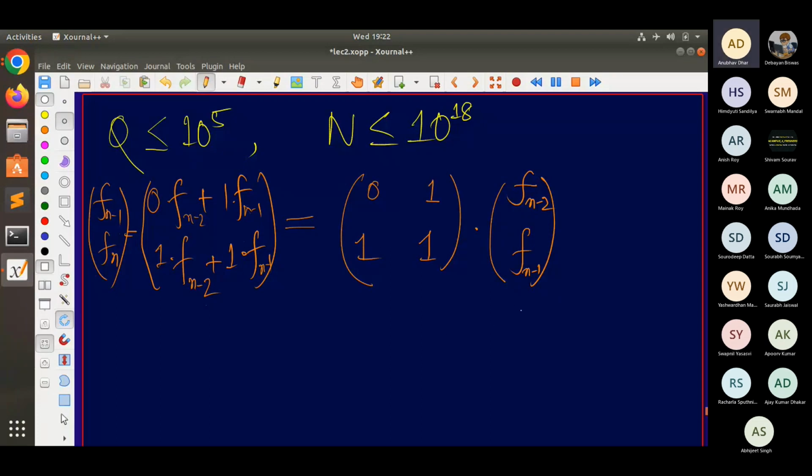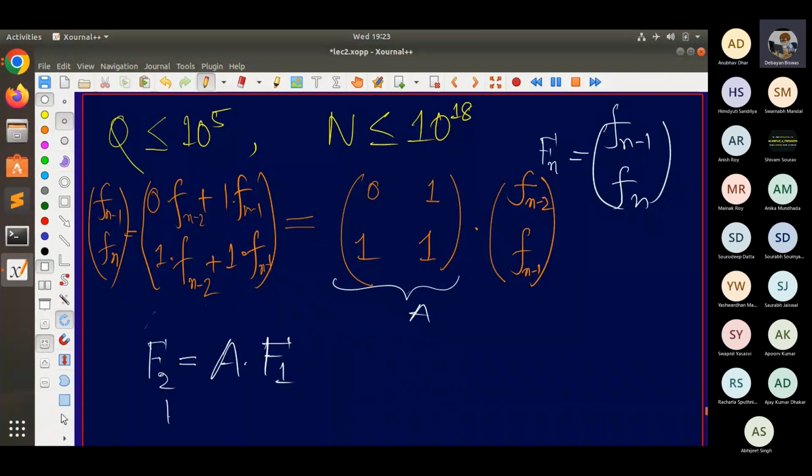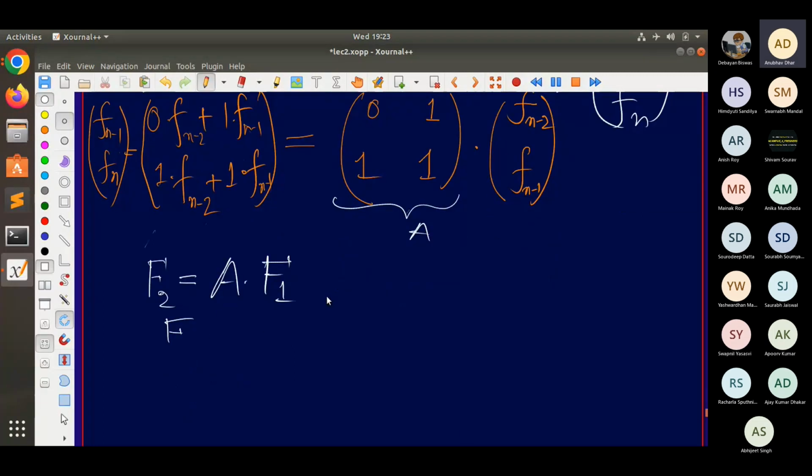Okay, so I'll just continue. To find F1, F2, this column vector, you can multiply by this matrix. Let's just call this A, and let's call this thing capital F. So you saw that you can do something like this, right? F2 is equal to A into F1. Means for the further terms we will try to raise the power of A. Exactly.